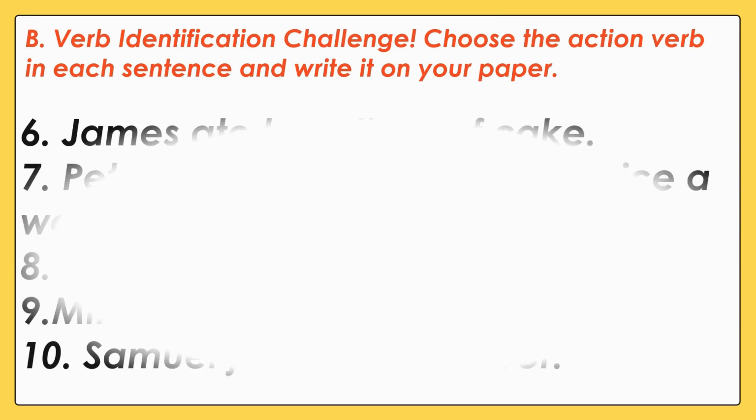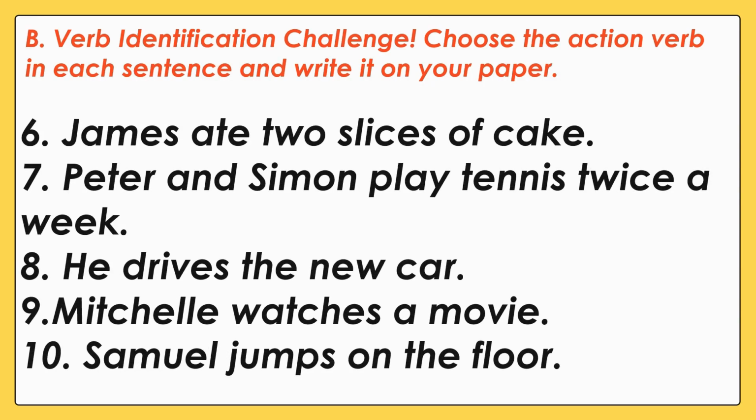Number 6, James ate 2 slices of cake. Number 7, Peter and Simon play tennis twice a week. Number 8, he drives the new car. And number 9, Michelle watches a movie. Number 10, Samuel jumps on the floor.